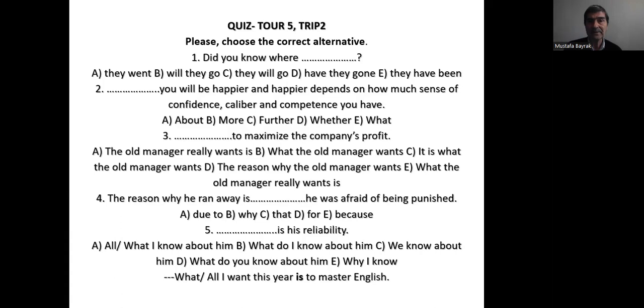Okay, three, blank to maximize the company's profit. Blank to maximize the company's profit.